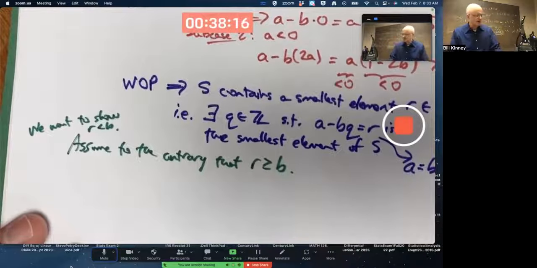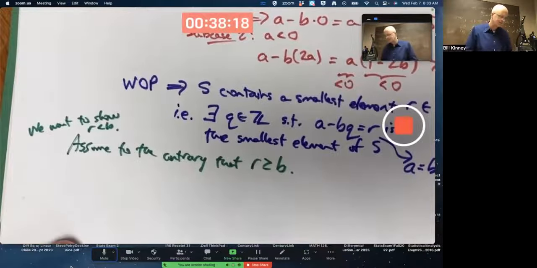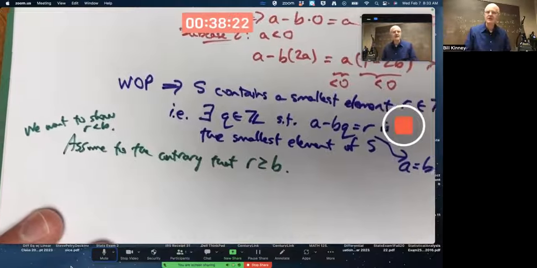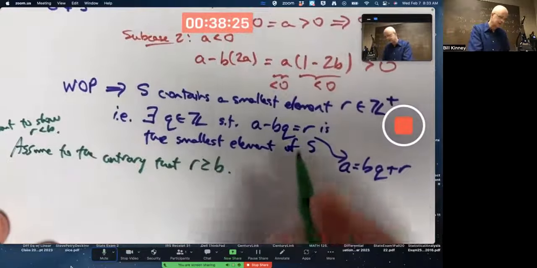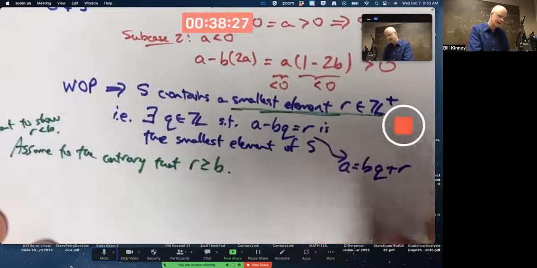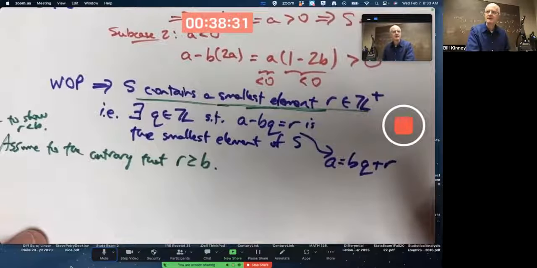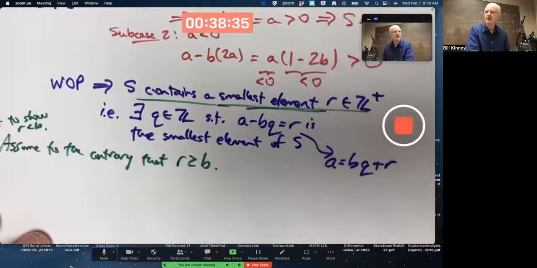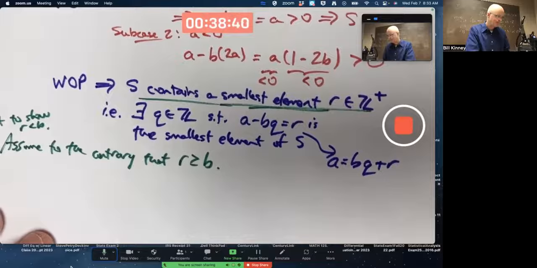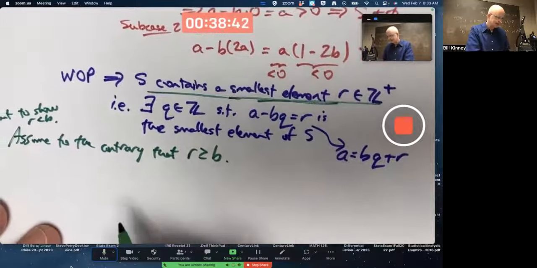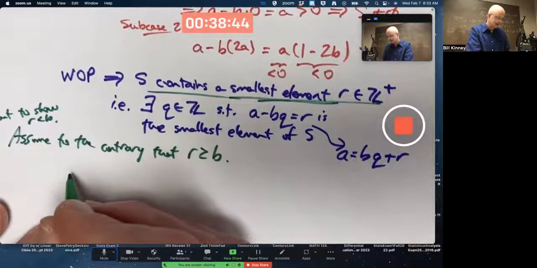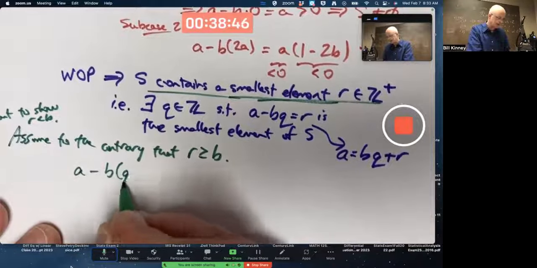But there's always the question of, okay, how do I use this assumption? It's probably got to be a contradiction to the fact that R is the smallest element of S. Smallest positive integer in S. That's probably got to be the contradiction. I mean, that's how we constructed R in the first place. What the book does is considers A minus B times Q plus 1.